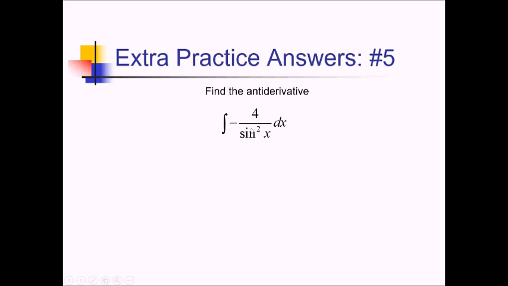Before trying to take the antiderivative of this, I'm going to do a little trig simplifying. So I know that cosecant is the reciprocal of sine, so I can rewrite this as negative 4 cosecant squared of x, and now I don't have to deal with that fraction anymore. The antiderivative of negative cosecant squared of x is going to be cotan of x. This 4 is along for the ride, so we've got 4 cotan of x plus c.